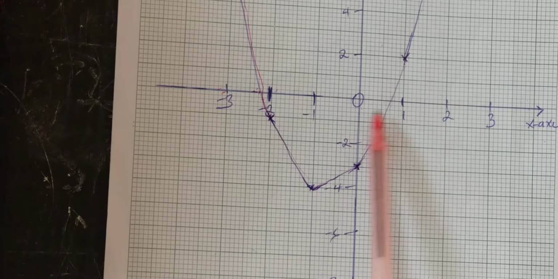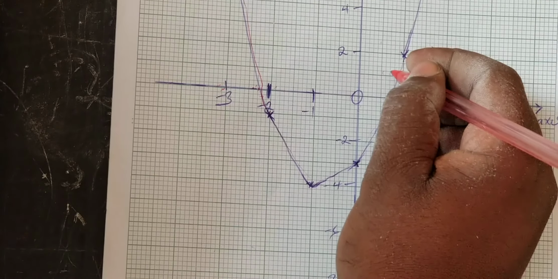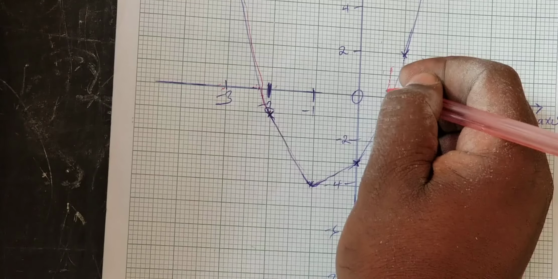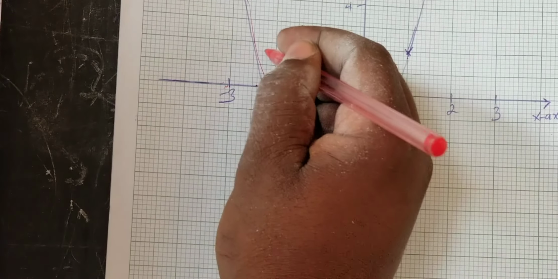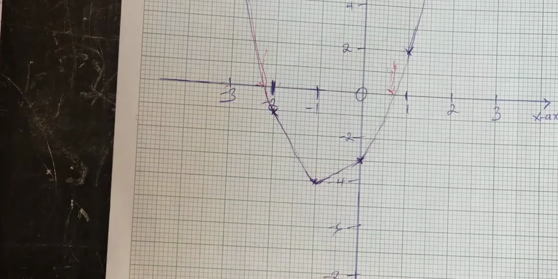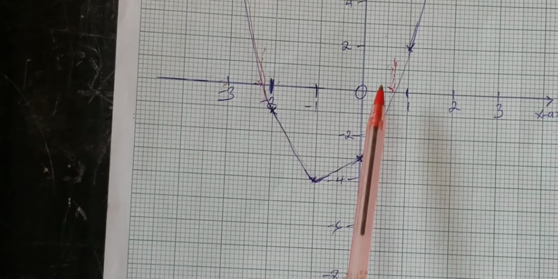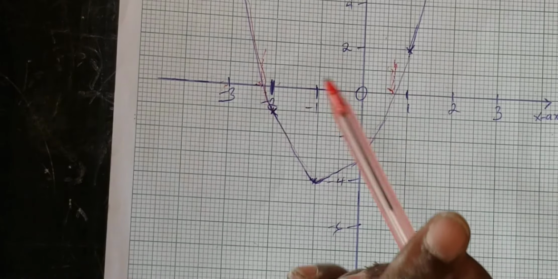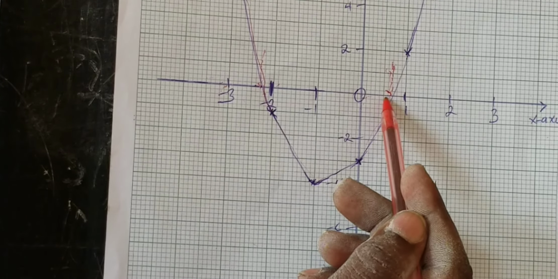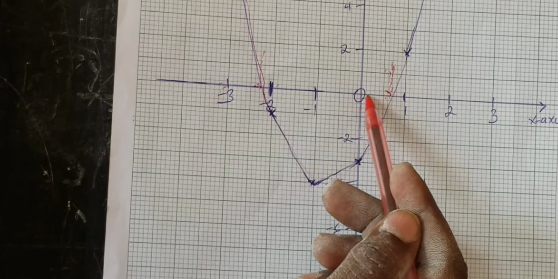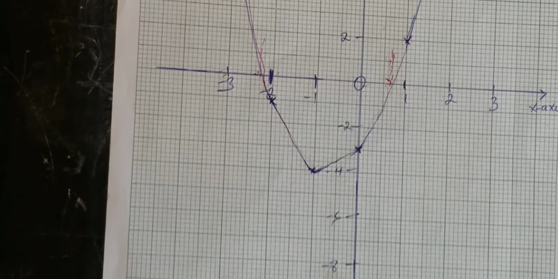So that means that between this interval there is a real root, and if you are required to locate the real root, this is where one of the real roots lies, and another one lies here. When you are using the scale which I used here, every small square is 0.1. So this is 1, 2. There are 7 small squares from 0. So one of the roots is 0.7.